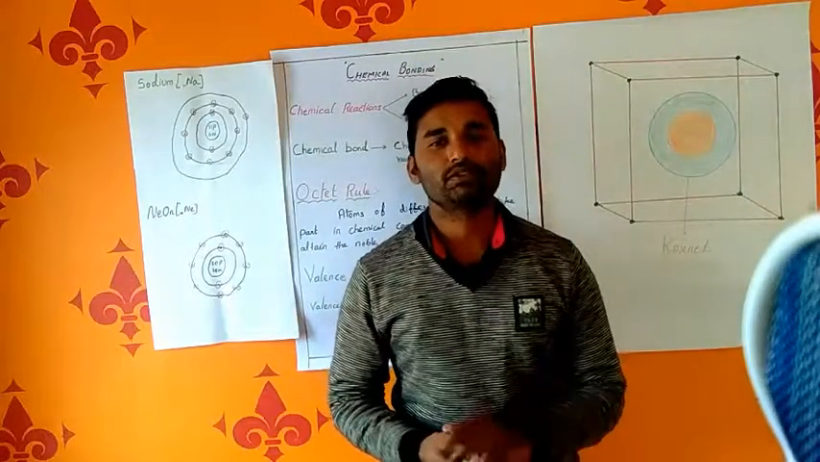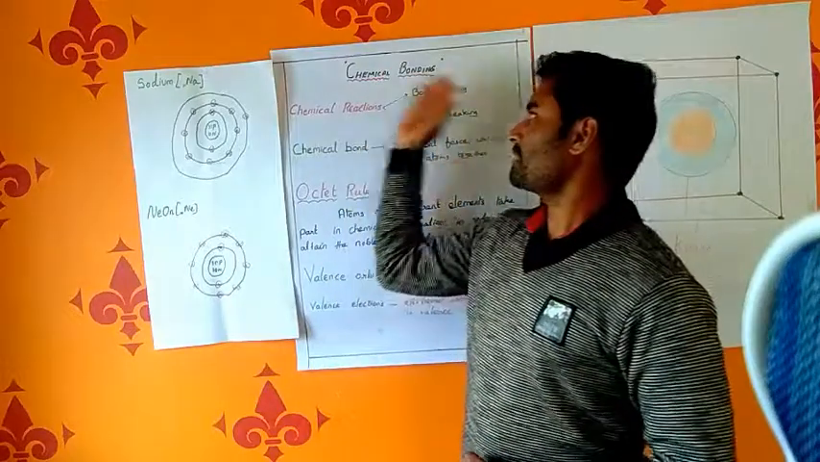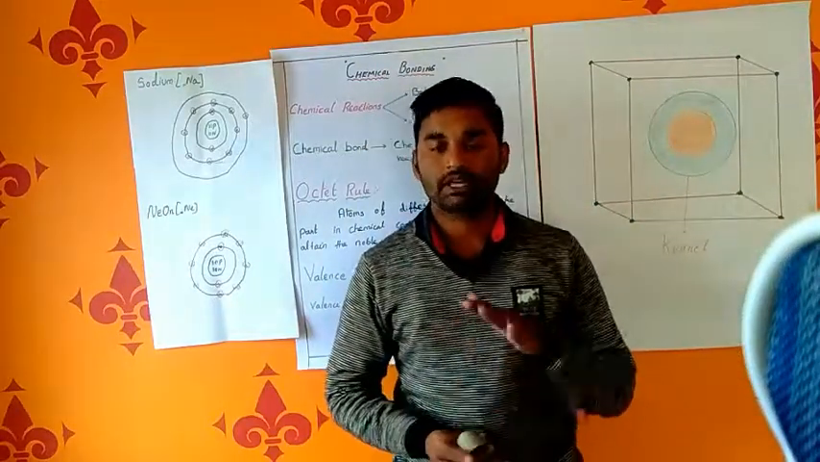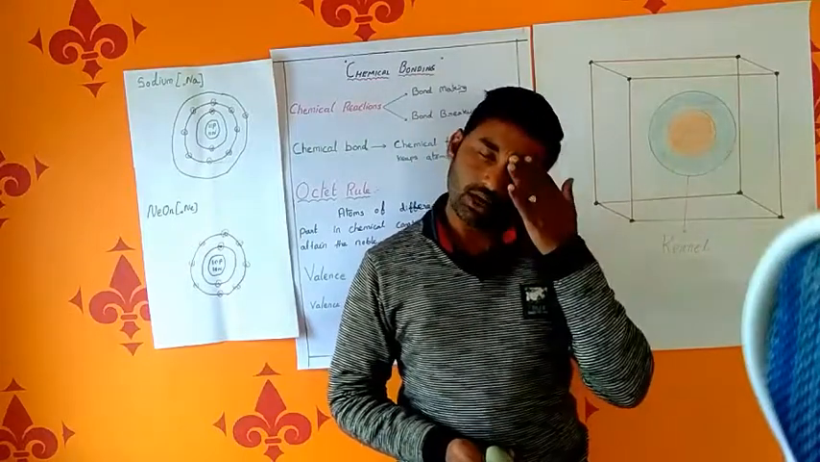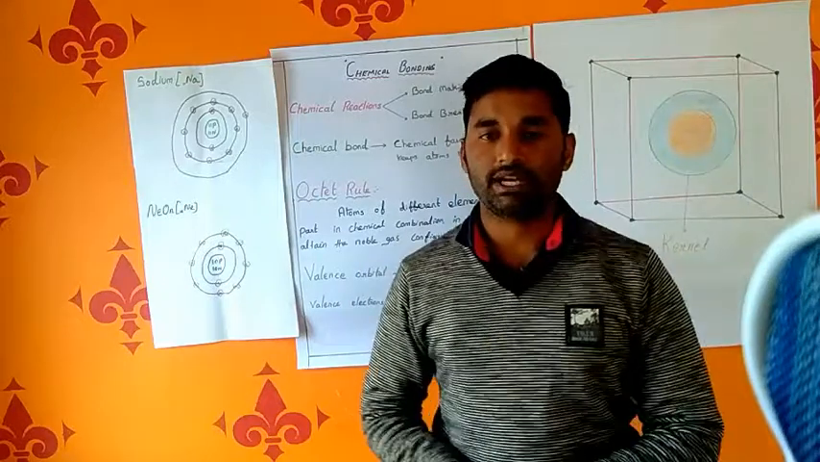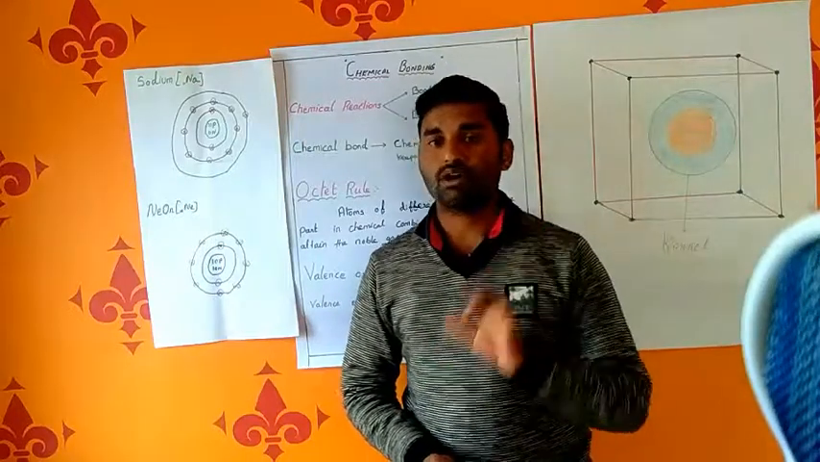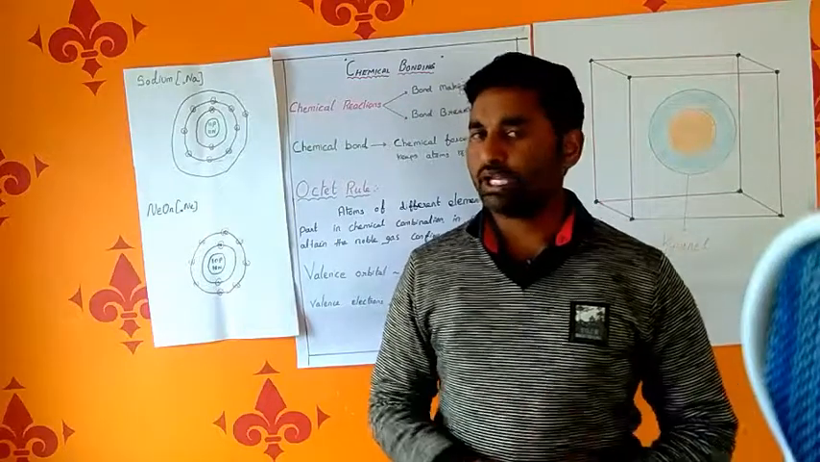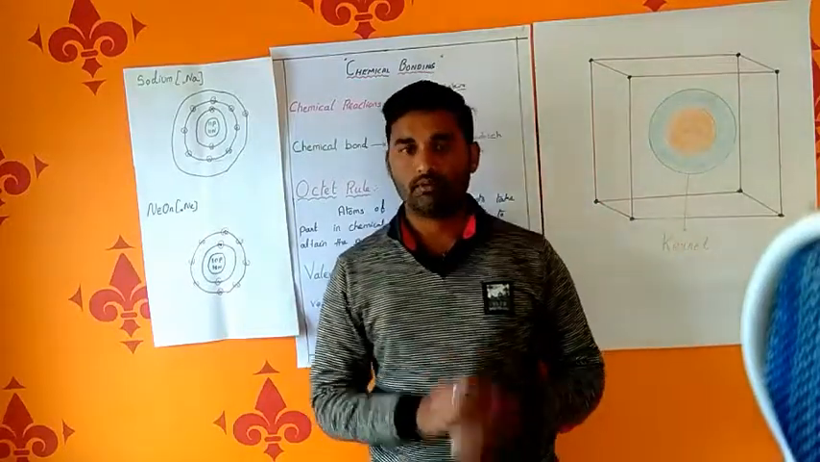Hello everyone, in this video we are going to learn about chemical bonding. We know that all living things are made up of cells. Like that, all non-living things, which means all matter, are made up of atoms, because atoms are the smallest units. We cannot break atoms into further pieces. One or two atoms join together to form a molecule.